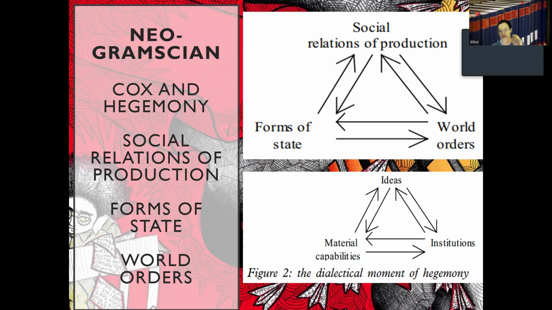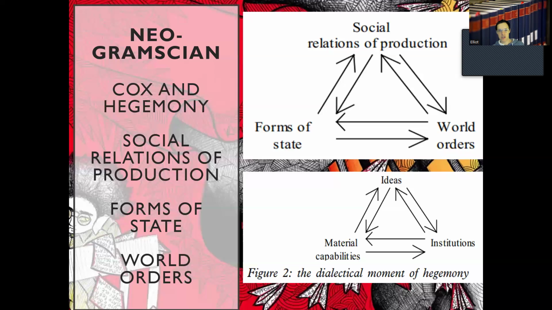And then, for instance, within forms of the state, for example, there's an idea about what a state should look like. There's institutions that uphold that idea of a state. And the state also has material capabilities like a police force. It's got an army. It's got money. So these things interact to keep that form of the state present. So this is a summary of how they interact together, but I'll go into a little bit more detail about these three main points here.